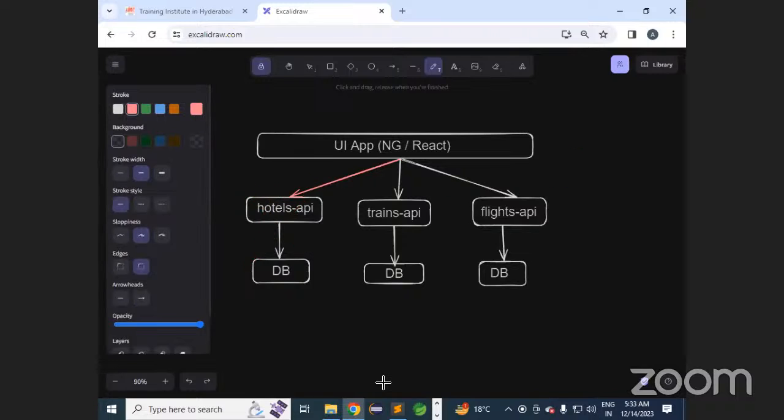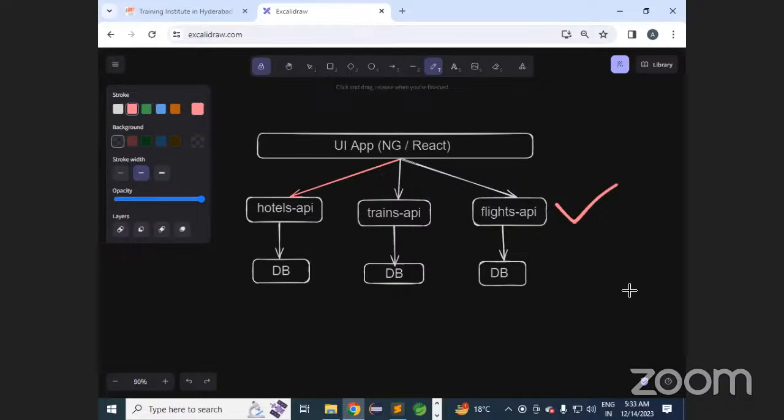Okay, I am making some code changes in the flights API project. Do I need to deploy the remaining two projects also? But earlier, when I go for monolith, the complete project we need to redeploy. If you make a small change, even to one variable name, the entire project we need to package and redeploy. But when you go for microservices architecture, do I need to redeploy the entire application, or only that particular microservice? We need to redeploy only that particular microservice. You need not redeploy the entire application. Are you getting my point?